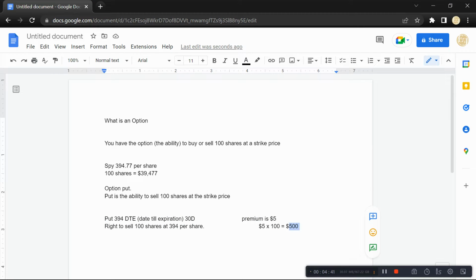Now, why am I paying a premium per share? Well, this premium is kind of like, it's like an insurance, right? So it's going to cost me $5 to insure each share at $394. It gives me the right to sell it at $394. So the insurance is $5 per share. So I'm spending $500 to protect $39,000 at this price.